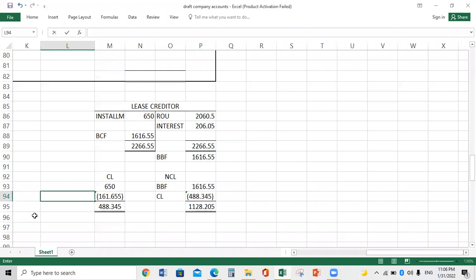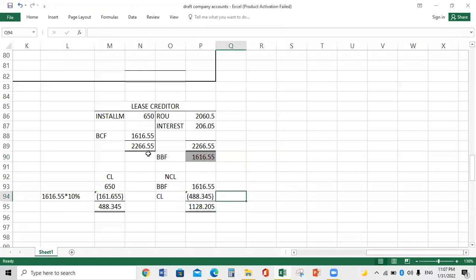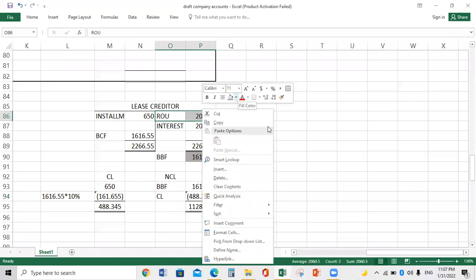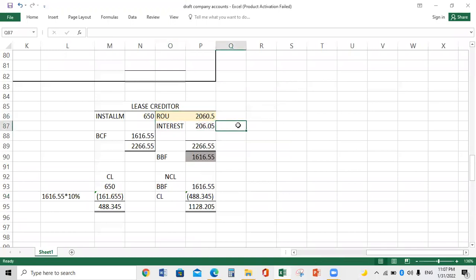Multiplied it by 10%. I'll write here how I got this. Next year interest: to find it, take the closing balance and multiply it by the rate. Closing balance is given here. That's how you get the interest. For the current year interest, you take the opening balance, multiply it by 10%, and you get the current year interest. That is 2060.5 into 10%. To find the next year interest, you take the closing balance, multiply it by 10%.